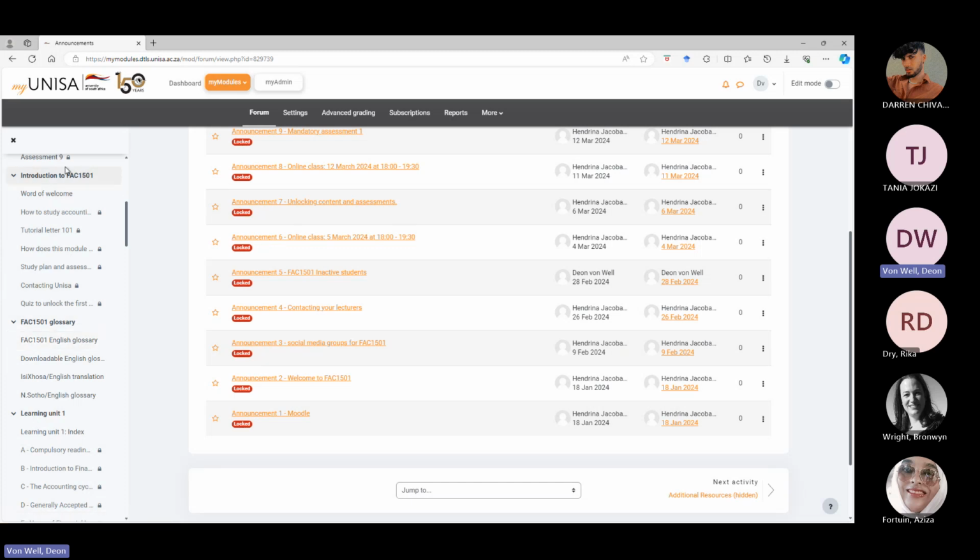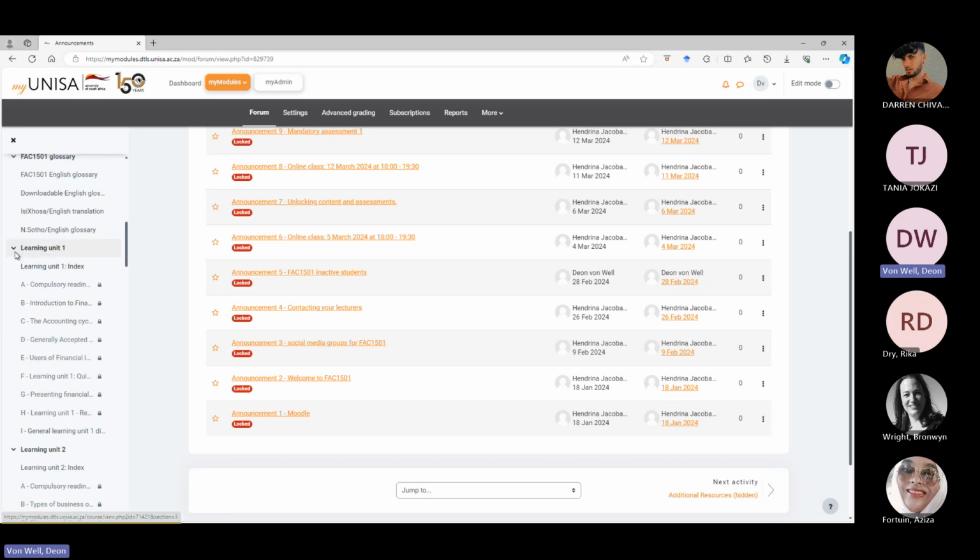So here's our introduction to FAC 1501, which you should have worked through by now. That's where we give the administrative information, and we then have the quiz to unlock. After you've done that, here's your glossary, just additional information in your own language. If you are Northern Sotho or Xhosa, you can go here and get some glossaries with terminology in your own language.